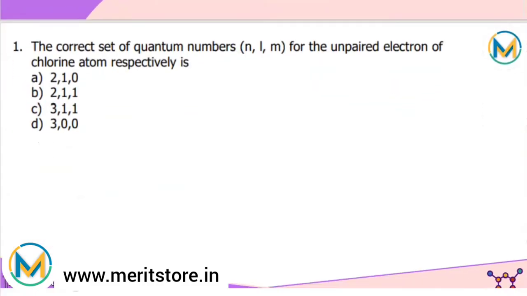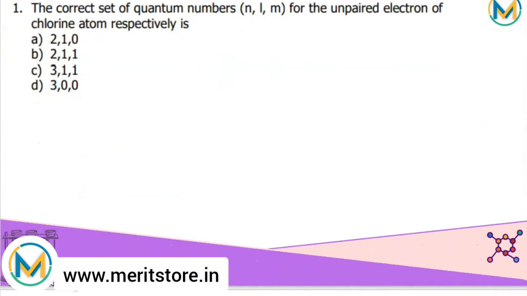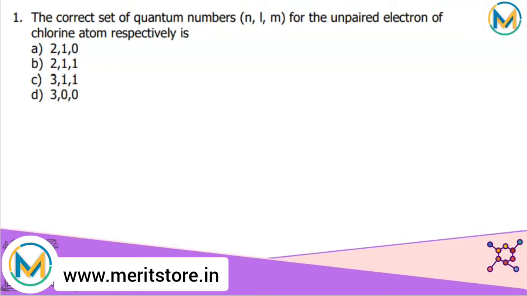First question. The correct set of quantum numbers n, l, m for the unpaired electron of chlorine atom respectively is. So we know the chlorine atom's atomic number first of all is 17. So we can write the noble gas neon, that is 10, then 3s2 and 3p5, this 7. So this is a 17.